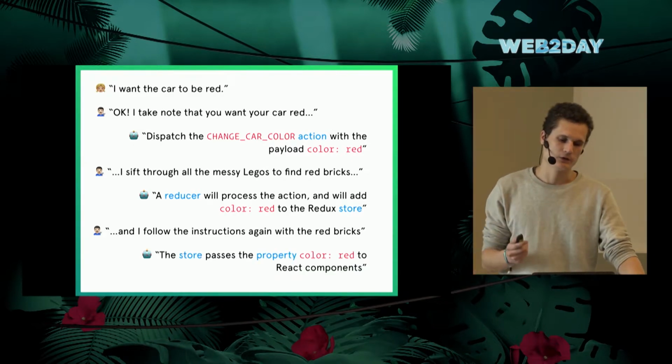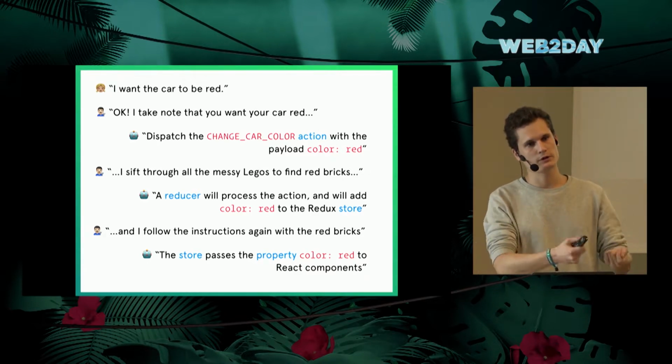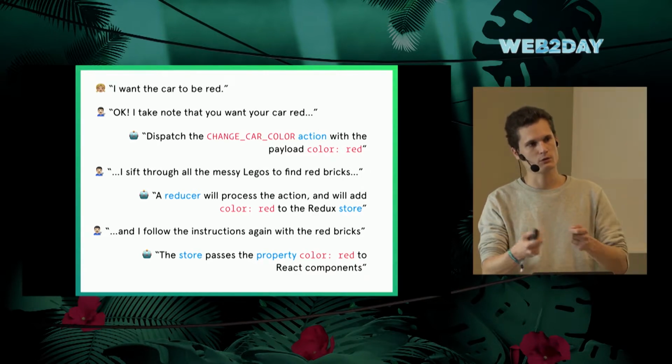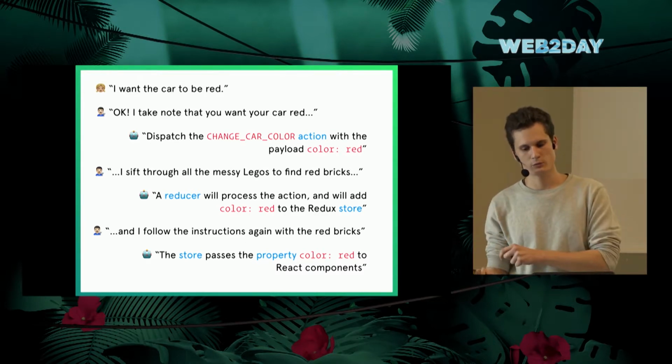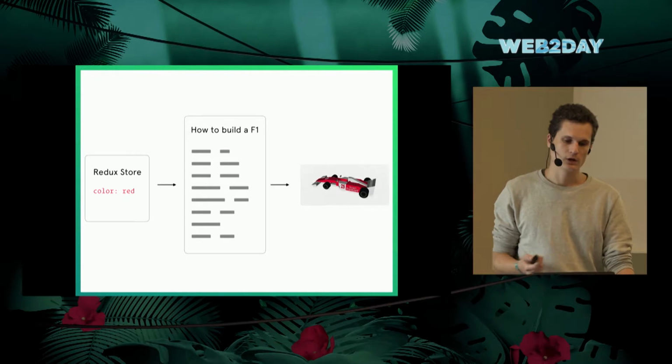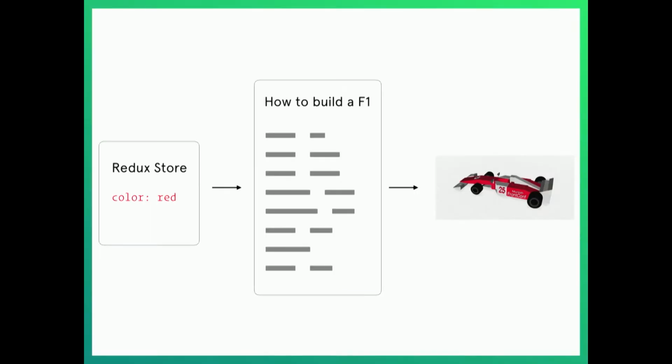And for Redux, we would have the store passing the property color red, what was inputted by the user, back to our React components. So if we look back at our diagram, the Lego tray would be replaced by the Redux store, containing all the data that we need. Then we have the React application code, and if we follow it again with the right bricks, the right properties, then we get a red race car.